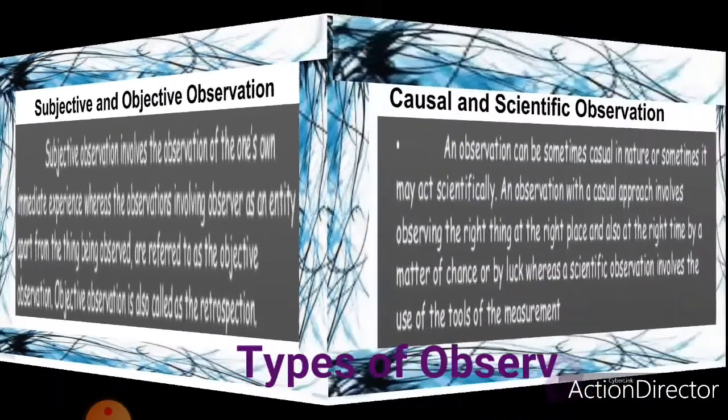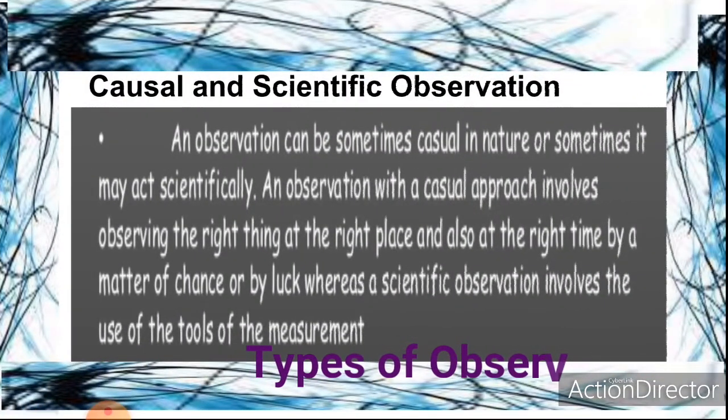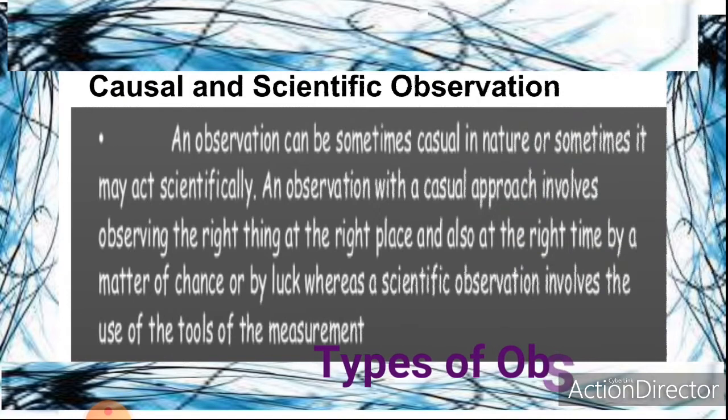Now next is casual and scientific observation. In casual observation, there is no previous preparation. The investigator observes things as a matter of chance. That means he observed the right thing at the right time. If the observation is carried on the basis of certain measurement tools, it is called scientific observation.